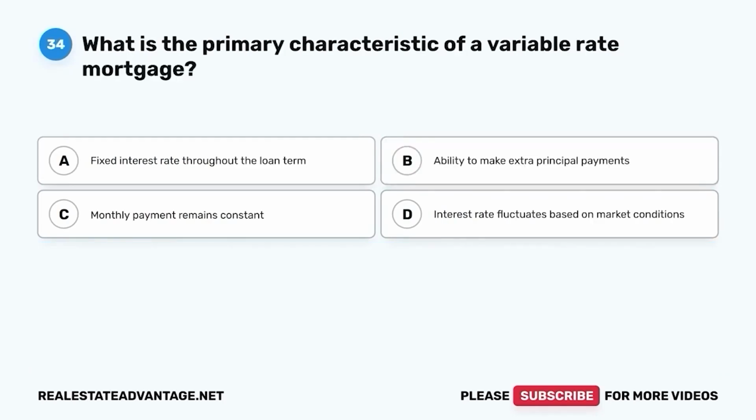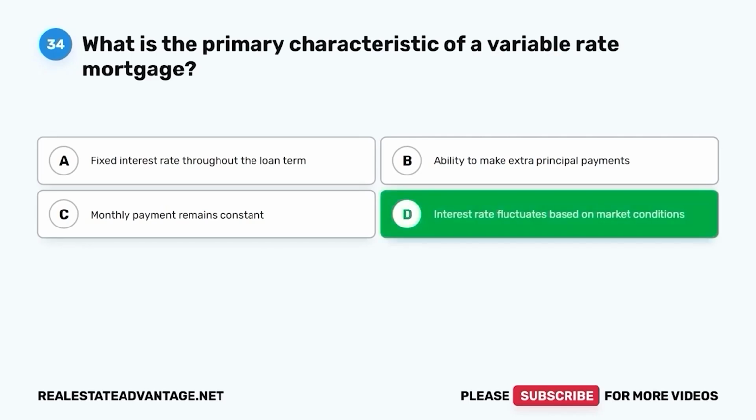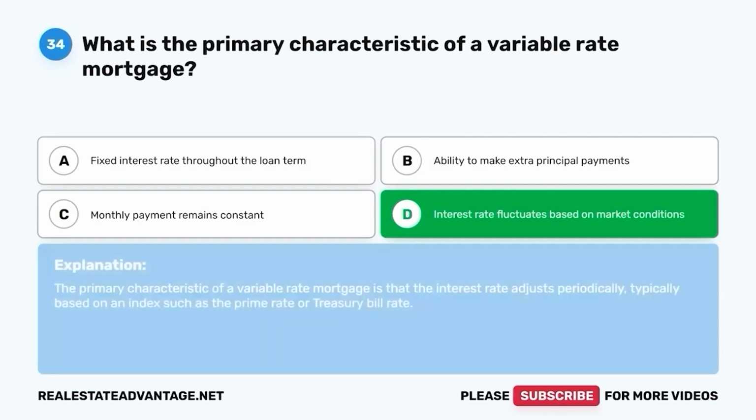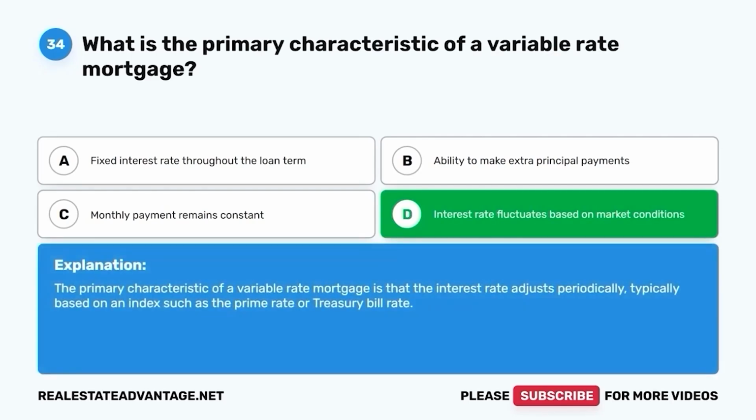Question 34. What is the primary characteristic of a variable rate mortgage? A. Fixed interest rate throughout the loan term. B. Ability to make extra principal payments. C. Monthly payment remains constant. D. Interest rate fluctuates based on market conditions. The correct answer is D. Interest rate fluctuates based on market conditions. The primary characteristic of a variable rate mortgage is that the interest rate adjusts periodically, typically based on an index such as the prime rate or Treasury bill rate.